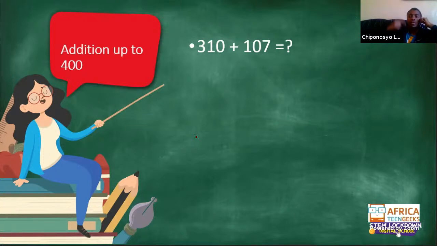And you see that now we're starting to do these things quicker. It shows that we are understanding. The minute you start doing it quicker, it shows that you're understanding. So 310 plus 107, you have 1 minute. You have about 30 seconds left. Once you have the answer, you can just raise your hand and you'll be able to explain it for us.